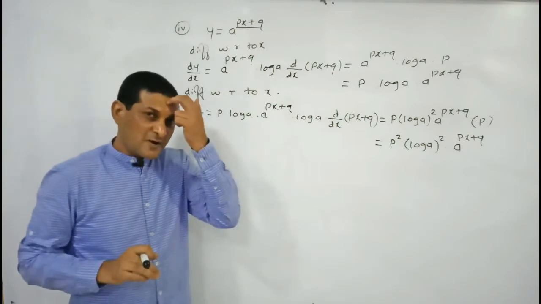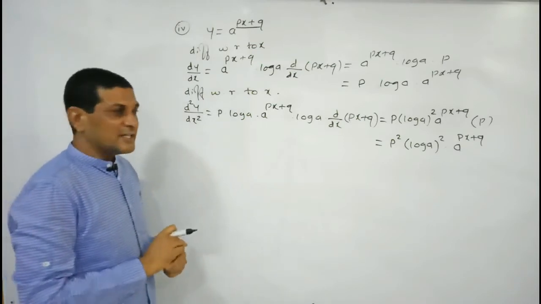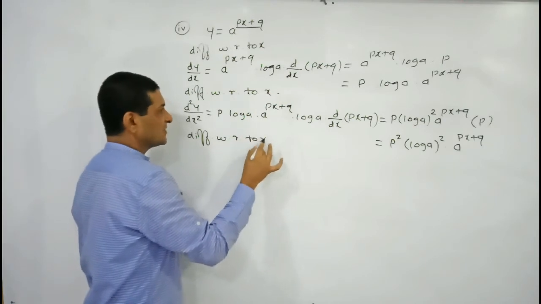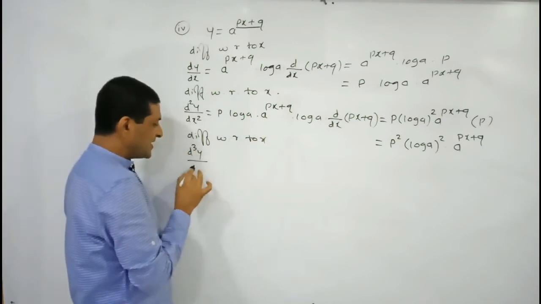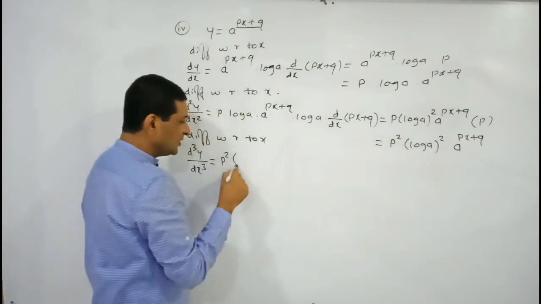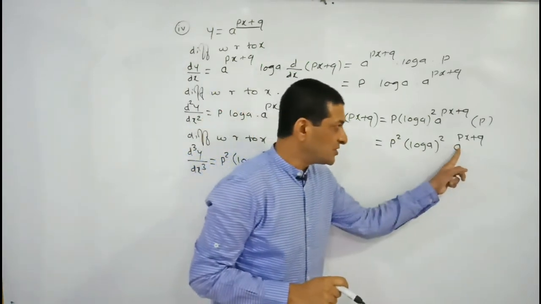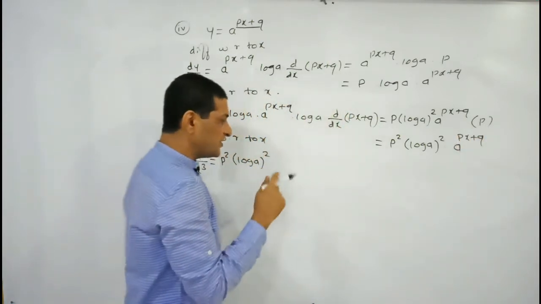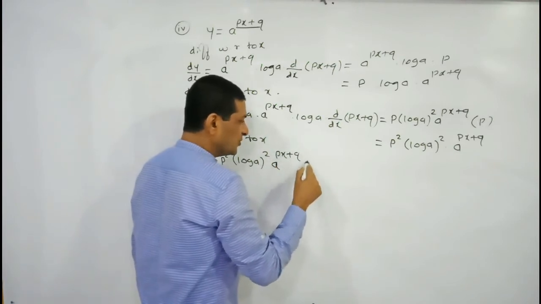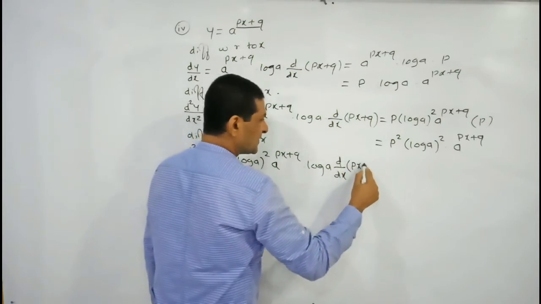Observing the first order and second order, we are able to find the value of the nth order derivative, but to avoid taking a risk, we are finding the third order derivative also. So differentiate it with respect to x. Here d3y upon dx cube will be equal to, keep p square into log a whole bracket square as it is. Now we are differentiating this term, which is in the form of a raised to power f of x. The derivative of a raised to power f of x is a raised to power f of x into log a into the derivative of f of x, meaning the derivative of px plus q.